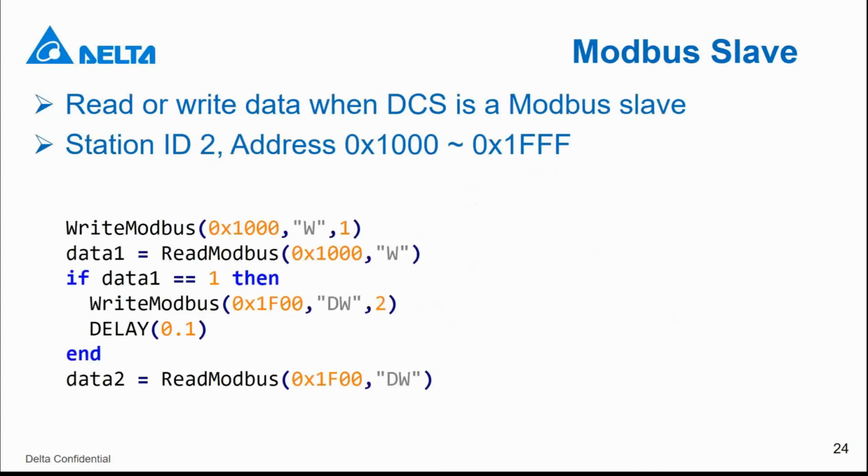The next is a Modbus slave function. So as I mentioned before, the robot controller itself is a Modbus slave. So it has Modbus addresses, then you can use the write Modbus function and also read Modbus function to rewrite this information. And for the robot controller, we only let user to use station ID 2 and from address 0x1000 to 0x1FF. In this section, the user can define the usage of those addresses.